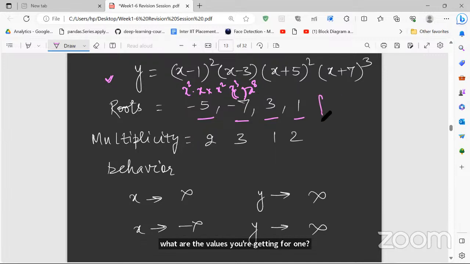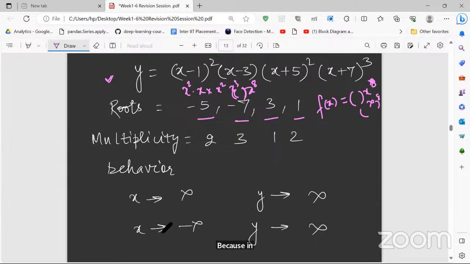If you have a function with some positive coefficient times x to the power 8, and you put x equals infinity, then infinity to the power 8 will give you infinity only. And if you put x equals minus infinity, what value will you get?